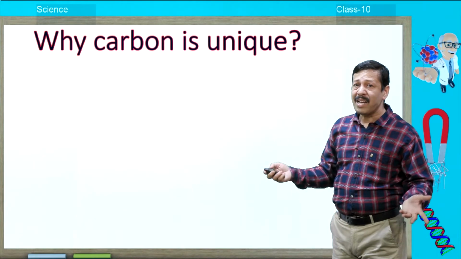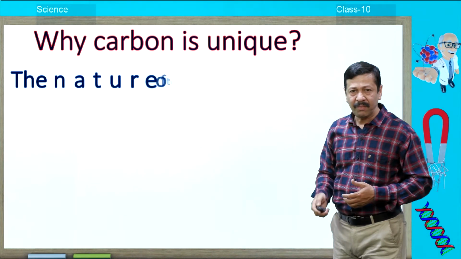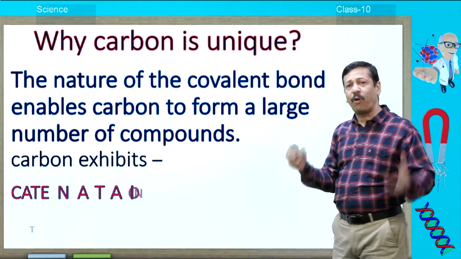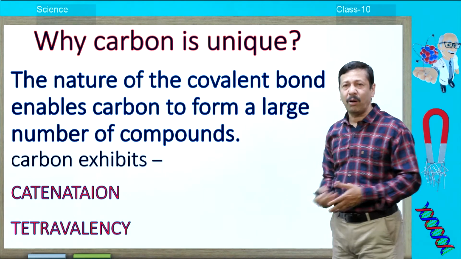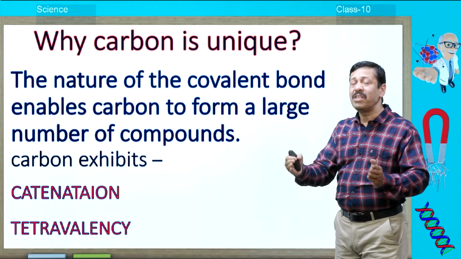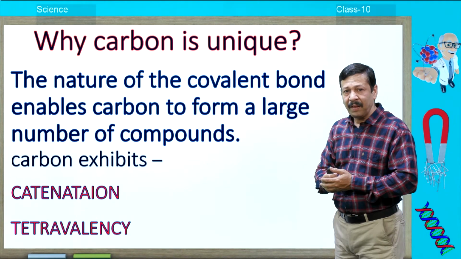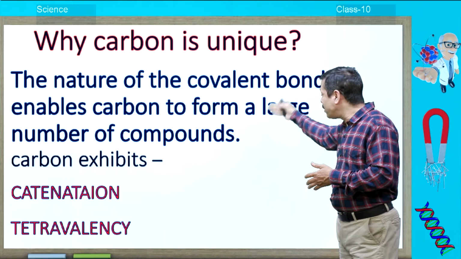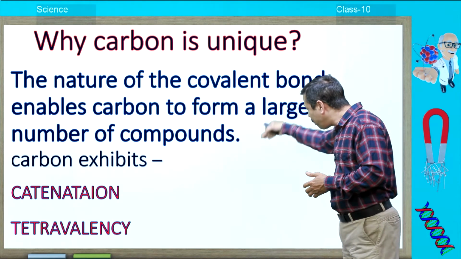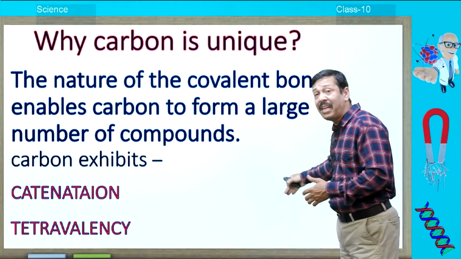The versatile nature of the carbon, why is it unique? The nature of the covalent bond enables the carbon to form a large number of compounds. In a single chain, thousands of carbon atoms may be there. And also carbon exhibits very important properties, that is the property of catenation, chain formation and tetravalency.